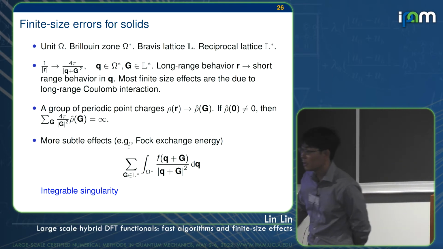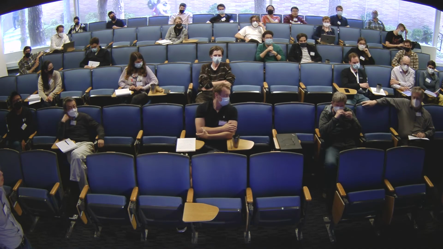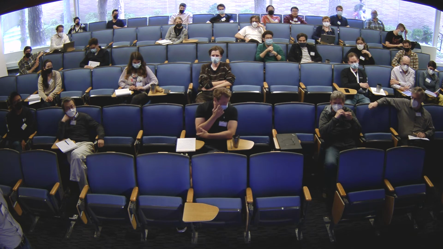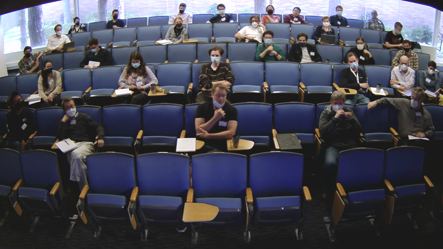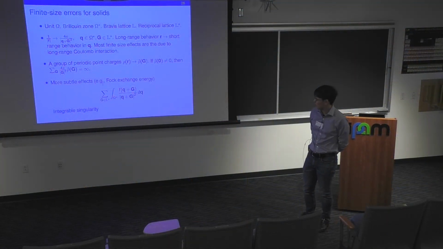I'm surprised you say that finite size effects are mostly due to the Coulomb, because the dominant ones come from kinetic energy, as long as you have a small gap. Oh, okay. I should revise the sentence: it is for the problem I'm going to talk about in this talk, especially the Fock exchange energy and the MP2 and RPA correlation energy. Those are due to the Coulomb.